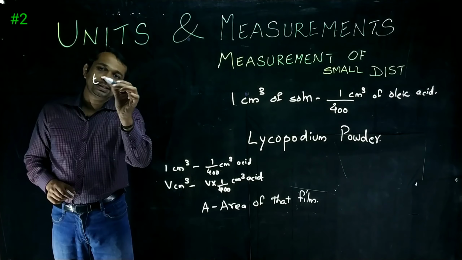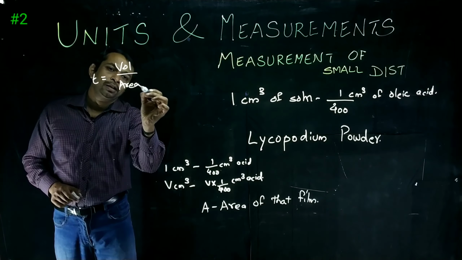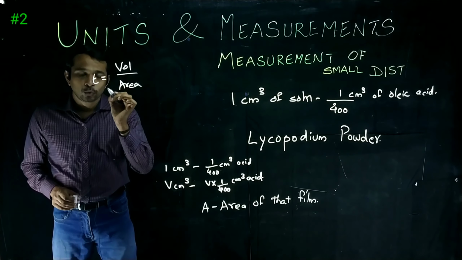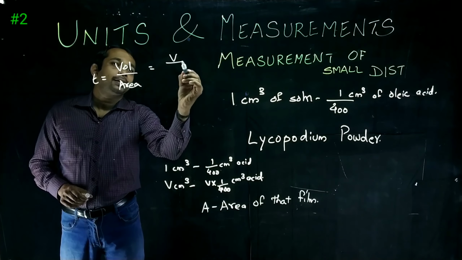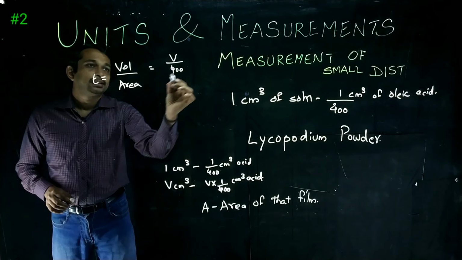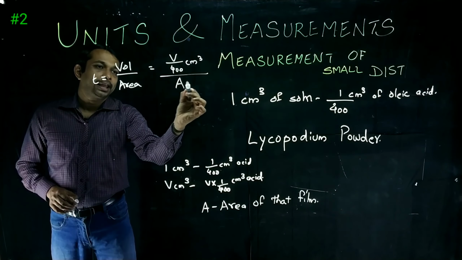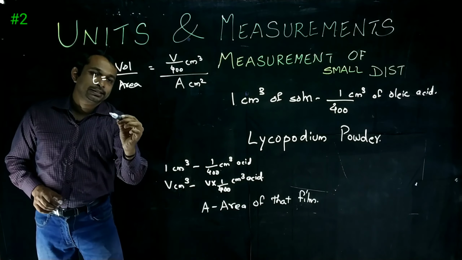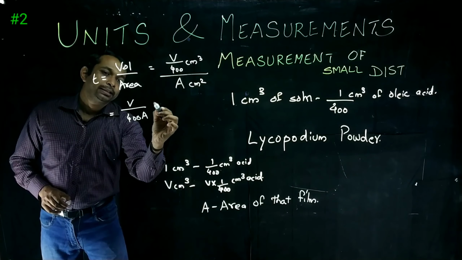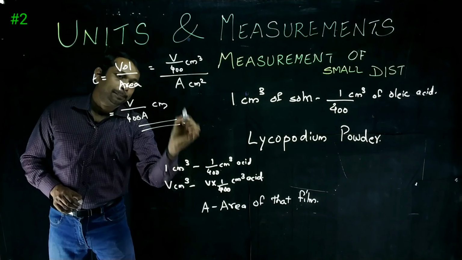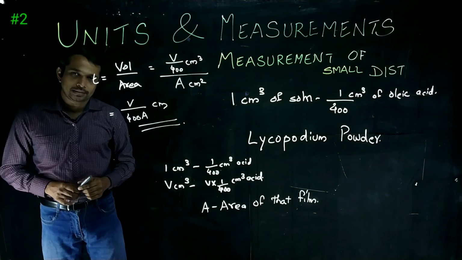Now what is thickness? Thickness is volume divided by area. Now what is the volume? If V is the volume of 1 drop, V by 400 is the volume of the acid, this much centimeter cube, divided by area, A centimeter square, that is thickness is V by 400 A centimeter. This is the method to find out small distances.